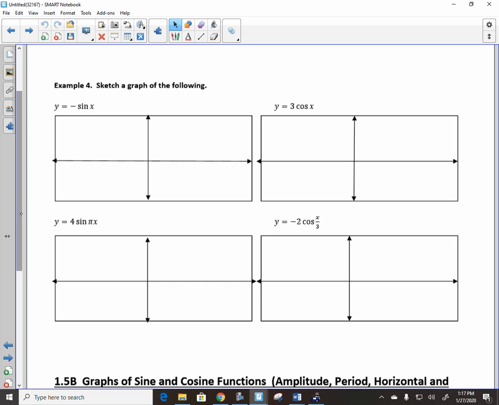Actually, I think we're looking at about page three. Does that sound right, folks? About page three.